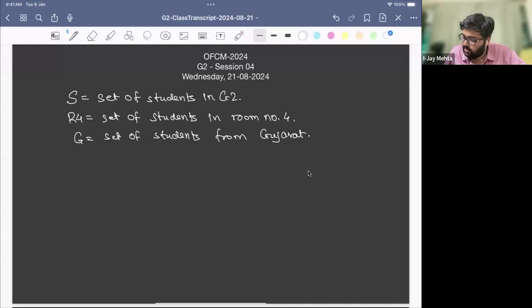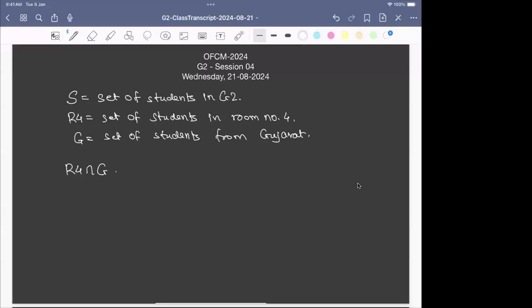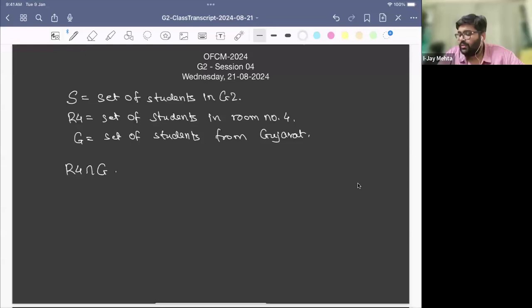And now I consider this set R4 intersection G. Those who are in the intersection, click yes. R4 intersection G. Okay. Aisha, you clicked yes and then you did not click, then it withdrew. Aisha, what happened? Sir, I'm in R4 but not in G. Okay, you are in R4 but not in G. So we'll come back to you later.